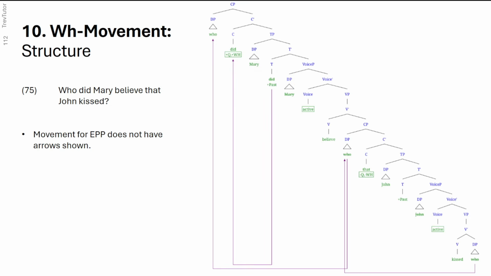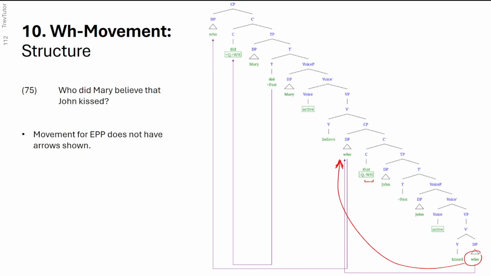Now, in terms of the lower clause, John kissed someone. John is the kisser, so it's generated in the specifier of the voice phrase, and then it's moving up to the specifier of the tense phrase for nominative case as well. But let's not focus on that. Instead, let's focus on the WH movement going on with the object of kissed. First, it's generated beside kissed as a complement, and then it's moving up into the specifier of the CP, where WH words go, but we have a minus WH feature on that.